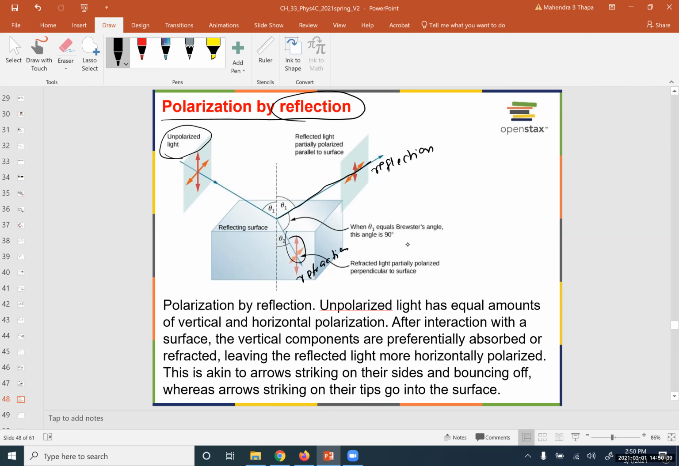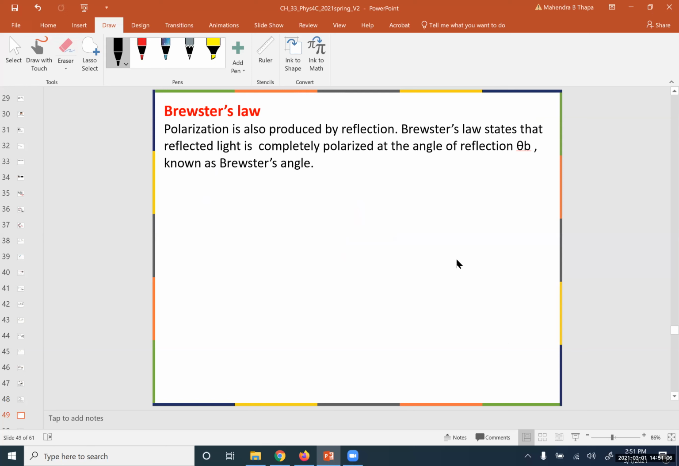The clear-cut concept is that if we have unpolarized light, then we get both reflection and refraction, and these are also unpolarized. But we can change the angle. So the key point here is Brewster's law. What does Brewster's law state? The reflected light is completely polarized at a particular angle, known as the Brewster angle.